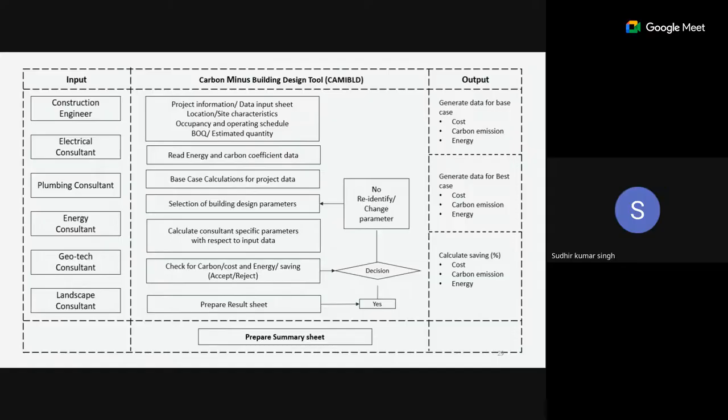Then from the material, we come to the building. So again, there is a concept of several stakeholders in a building. In the left column of the sheet, you can see that there are different stakeholders. And if I am looking into the operational energy in the construction phase, I can also reduce the operational energy if I target these particular stakeholders. They are broadly taken as construction engineer, electrical consultant, plumbing consultant, energy consultant, geotechnical, and landscape consultant.